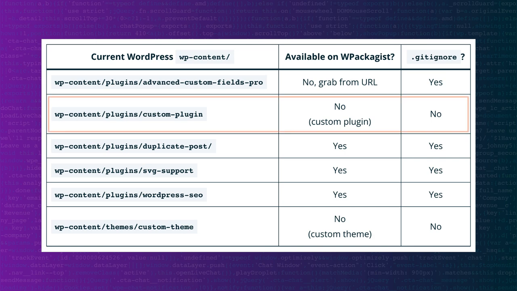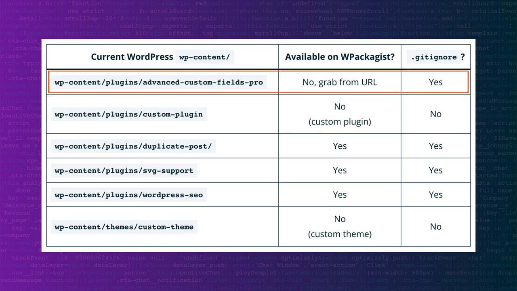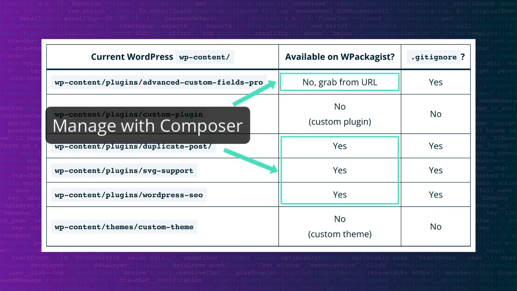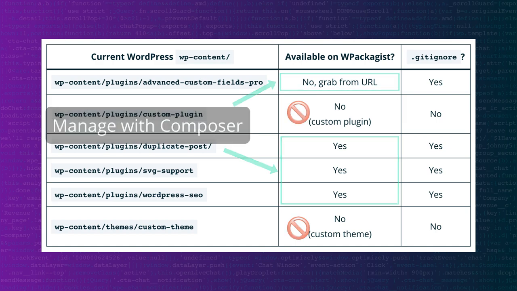As you can see, we have one custom plugin, one premium plugin, Advanced Custom Fields Pro, a few public plugins, and a single custom theme. We'll use Composer to manage our WordPress.org public plugins and Advanced Custom Fields Pro. We'll keep our custom plugin and theme under version control, but we will not need Composer to manage these dependencies.